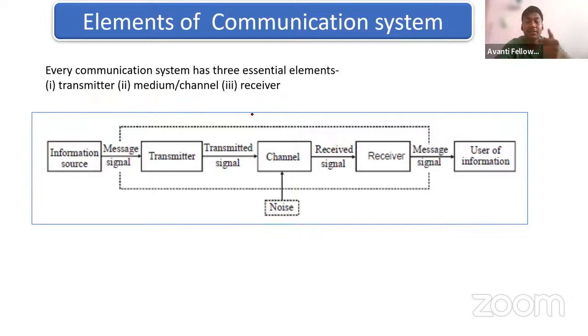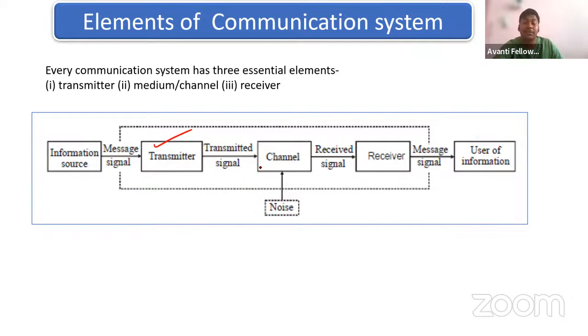This message signal we transfer to the transmitter. The transmitter will transmit the signal by using the channel. The transmission can also be done by wires and line transmission. These signals are transferred to the channel. The channel supports the signal to transmit it to the receiver, and the receiver receives the signal and converts it into the message signal, and we use it as information.